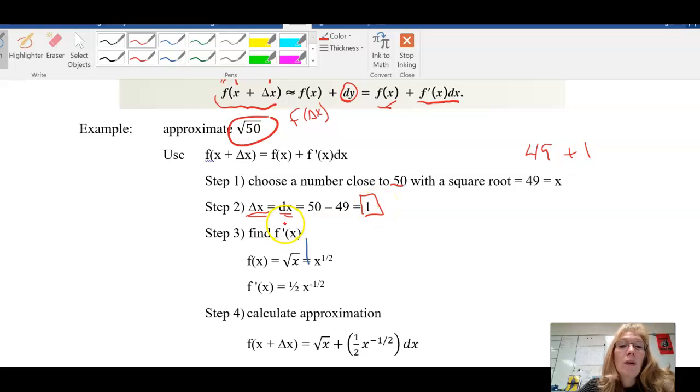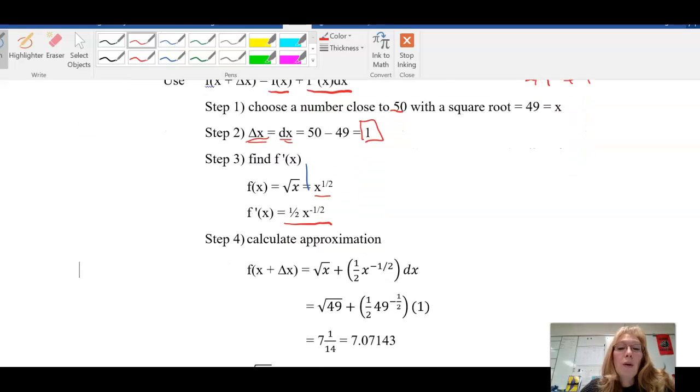I have to do the derivative of my original. Well, that means I'm going to take the 50 out and replace it with an x, so I can do this with a variable. Rewrite it with my exponent. Now my derivative is 1/2 x to the negative 1/2. Now we're going to use this function right here, the original plus the derivative times dx. Well, the original is the square root of x. My derivative is 1/2 x to the negative 1/2. And then the change in x.